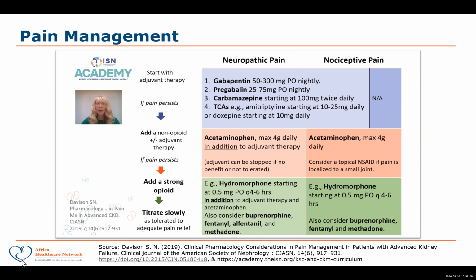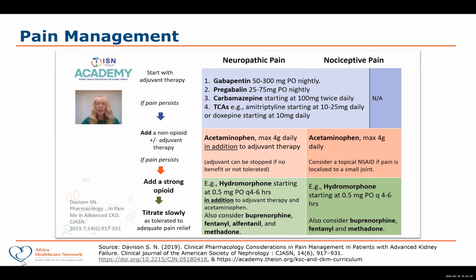If the pain persists, we do need to consider an opioid. The recommendation from the international community is to start with hydromorphone, but then also consider other medications. We know that in East Africa, hydromorphone is quite difficult, if not impossible, to access. So starting with low doses of morphine, in situations where access to different opioids is limited, is also an option. We make sure that we start very low and go slow, and we titrate, or increase the dose, based on the pain assessment of the patient.